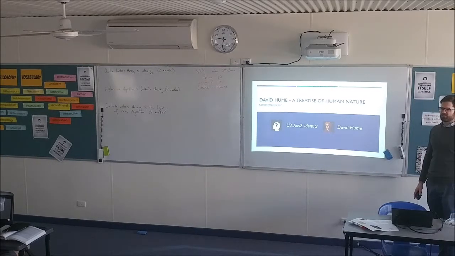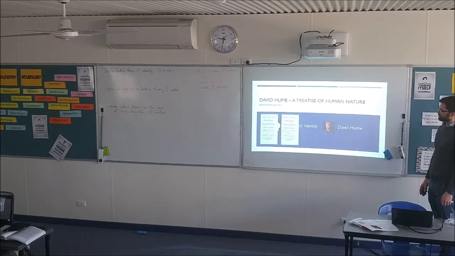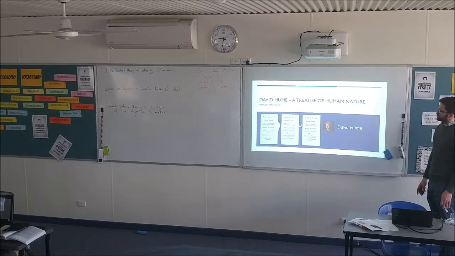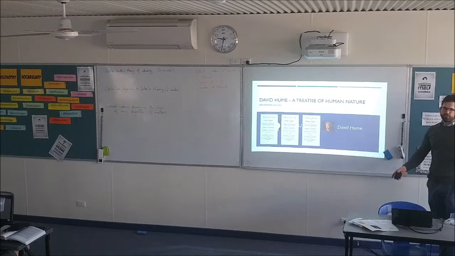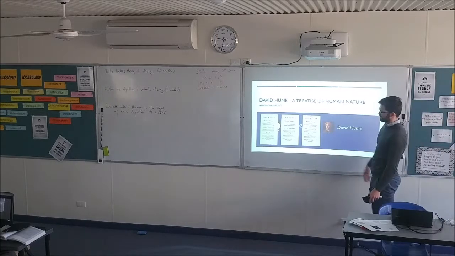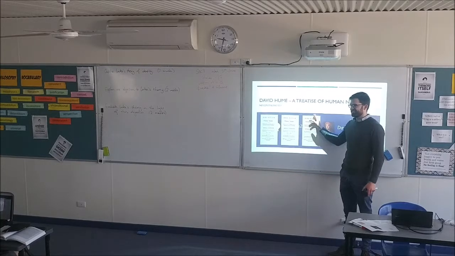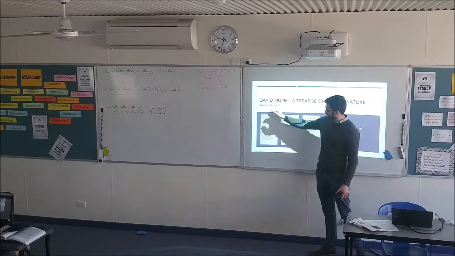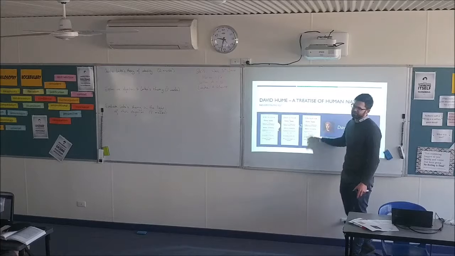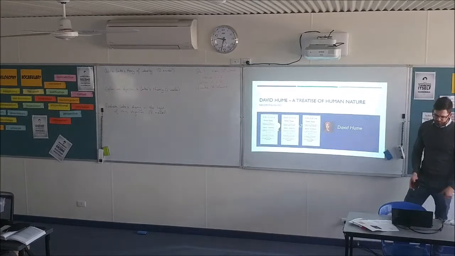Actually, he became well known as a historian first. He wrote a big book called The History of England, and that made him really famous, but he thought of himself as a philosopher first. He wrote this treatise, or massive volume, called A Treatise of Human Nature. It's like, this is the way we are, guys. Everything about us. He wrote it in 3 volumes. Volume 1, Volume 2, and Volume 3.